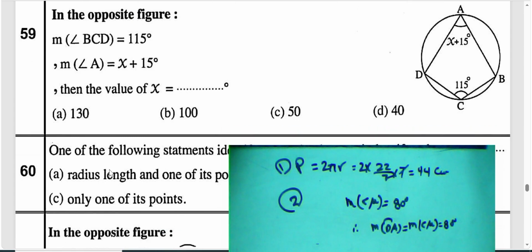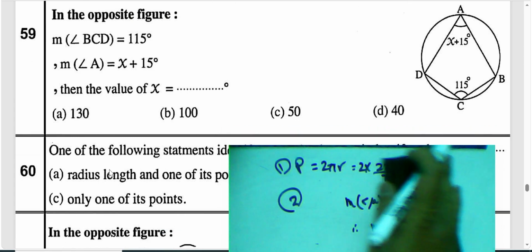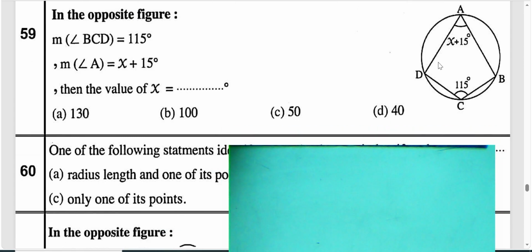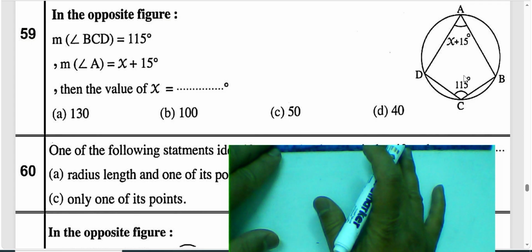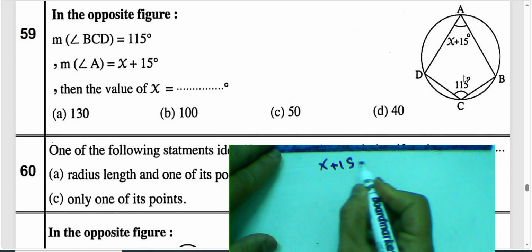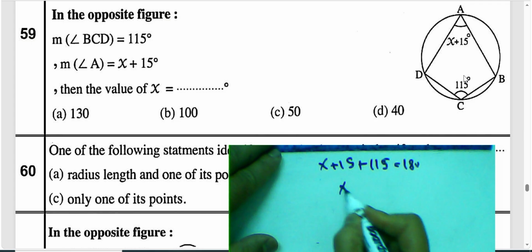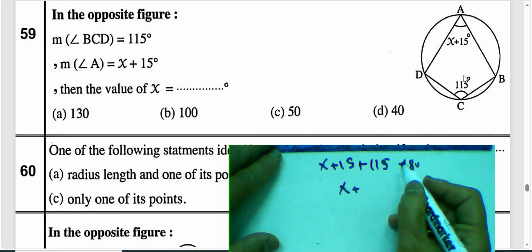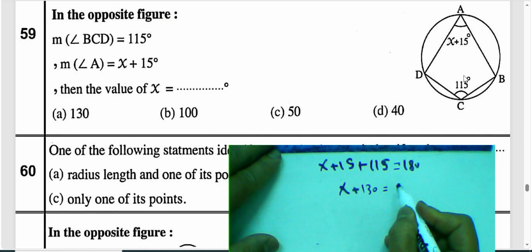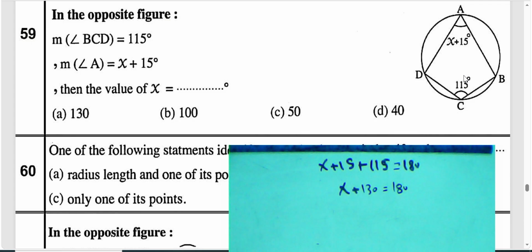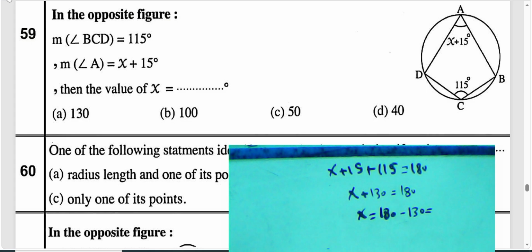Next question, here we have a cyclic quadrilateral. Here he wants to find the value of x. Cyclic quadrilateral means the measure of two opposite angles equals 180. We call these supplementary angles. Then x plus 115 plus 15 is 130, and that equals 180. Then the value of x, we can find the difference between two numbers. The value of x here equals 50 degrees.